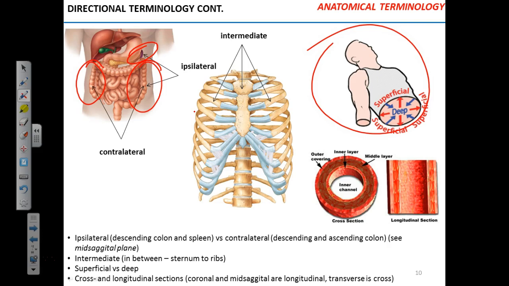Deep and superficial. Closer to the center of the body, farther from the center of the body. What is the most superficial structure of your body? Skin. Make sense? So everything is deep to the skin. Does that make sense? Excellent.